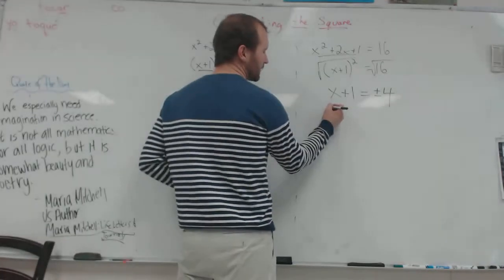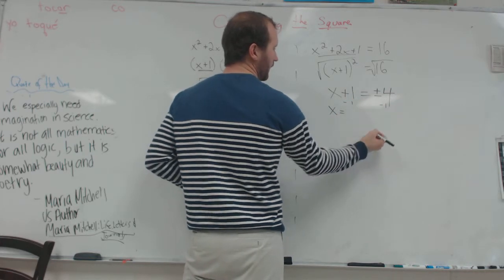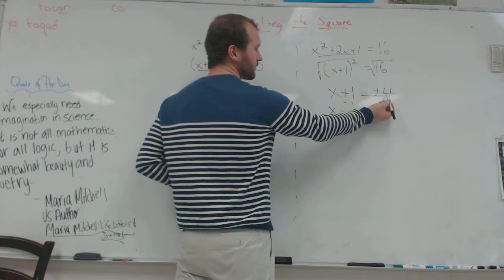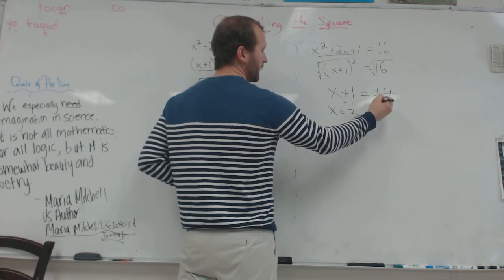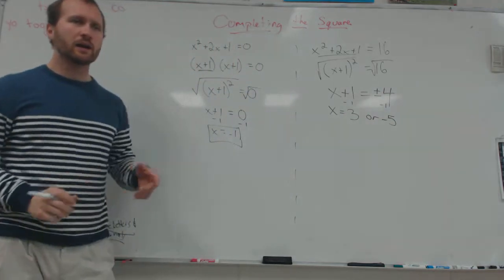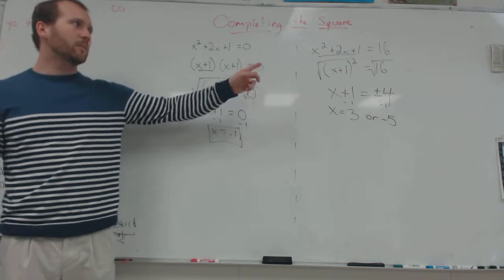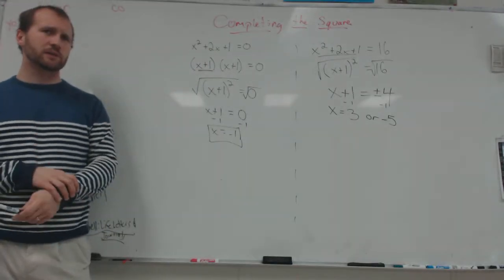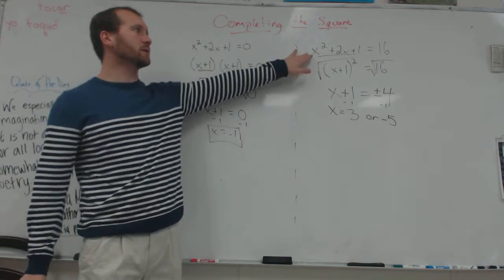So then we subtract 1 from both sides. And x would equal, well, positive 4 minus 1 would be 3. But negative 4 minus 1 would be negative 5. And you would have gotten the same answer by factoring. But I think this is actually a little faster in this case. Because we had this perfect square.